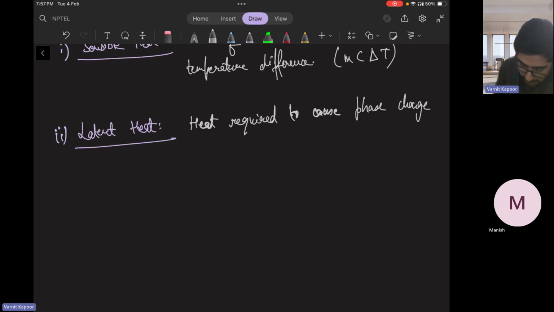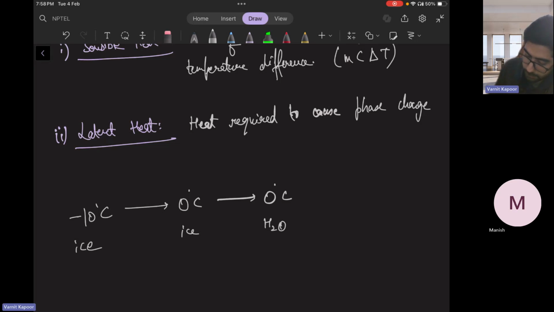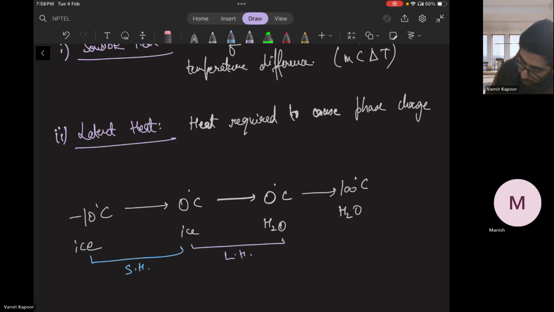So suppose you have an example. Let us take minus 10 degrees Celsius ice with you. Then what you did is heat it to 0 degrees Celsius of ice. Phase is the same. So what will happen? It's a sensible heat, right? It's a sensible heat. Then it is changed to 0 degrees Celsius of H2O, that is water. Then it is changed to 100 degrees Celsius of H2O as well. So this was so far sensible heat, SH. Here phase has been changed, so this will be latent heat. Again, here phase is remaining the same, so this is sensible heat.